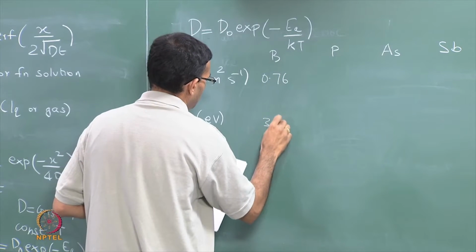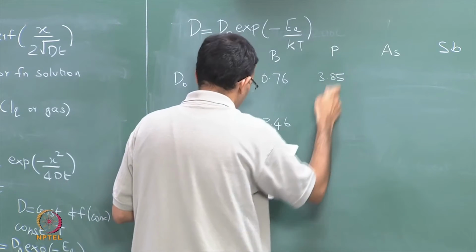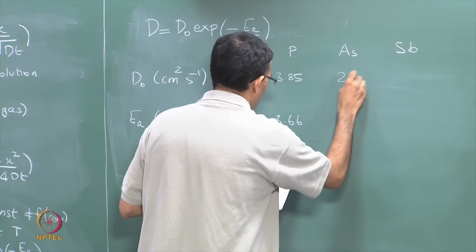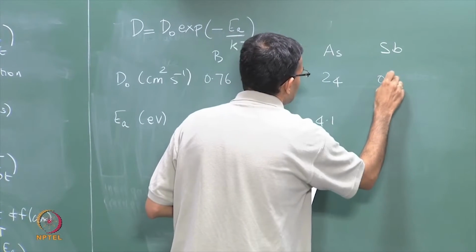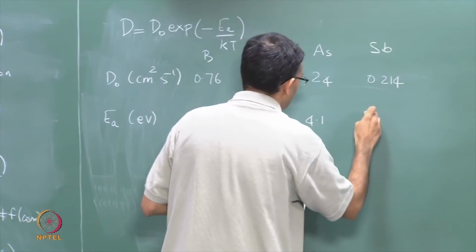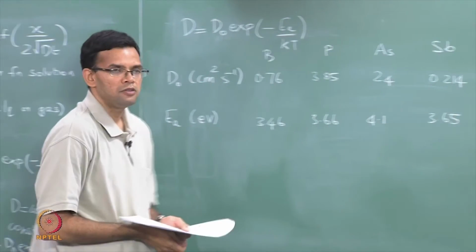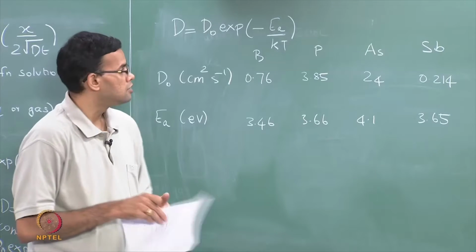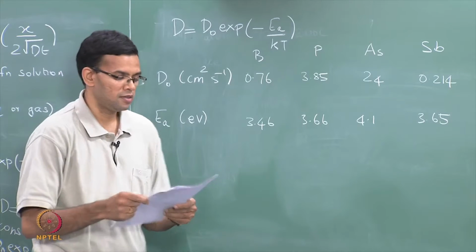0.76, 3.46 is EA, 3.85, 3.66, 24, 4.1, 214, 3.65. So these are some typical values for EA and D naught for the different dopant atoms in the case of silicon. So let us look at an example in the case of doping with silicon.